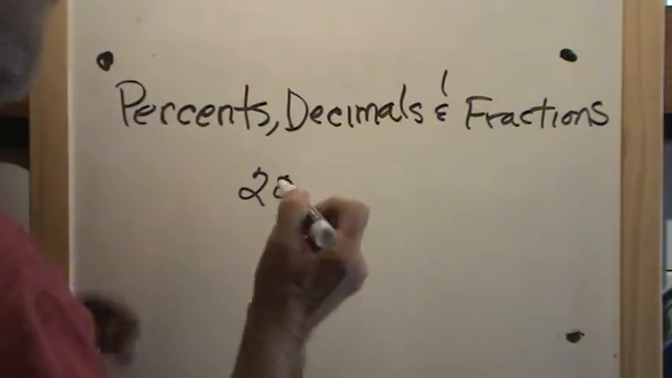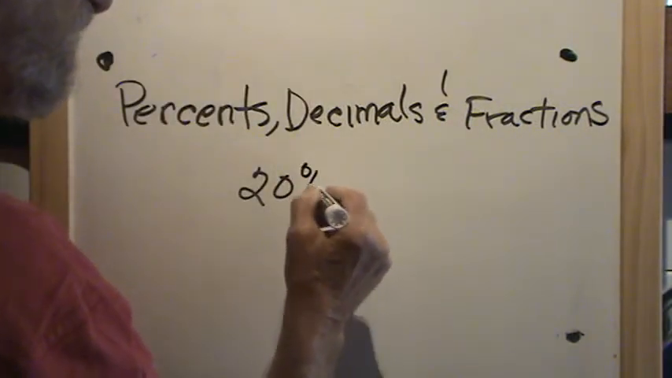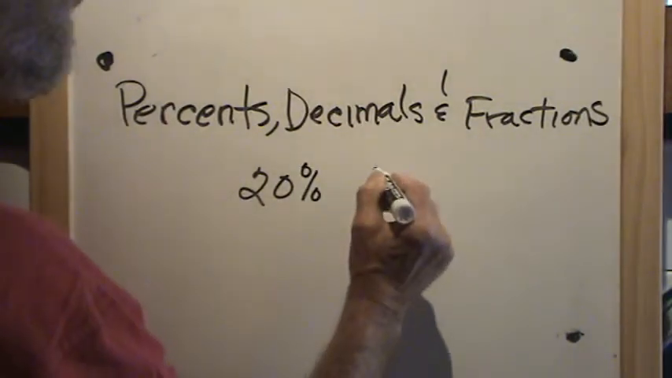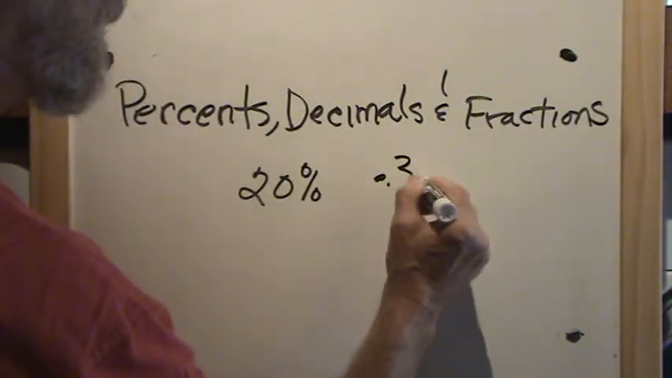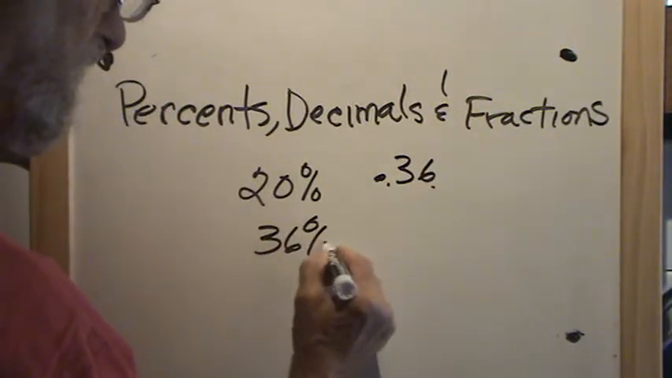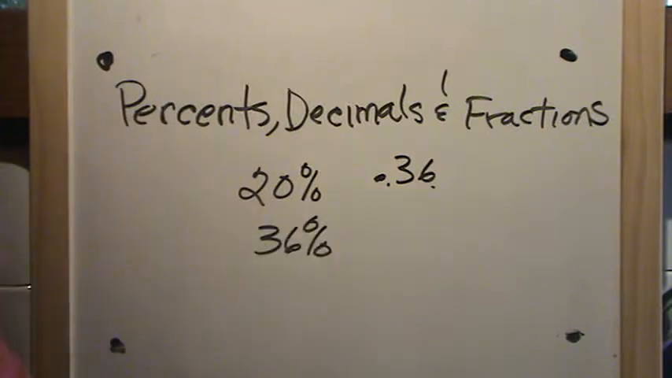And actually, a percent is very similar to a decimal fraction, a two-place decimal fraction, because this is 36 hundredths. 36% is the same as 36 hundredths.